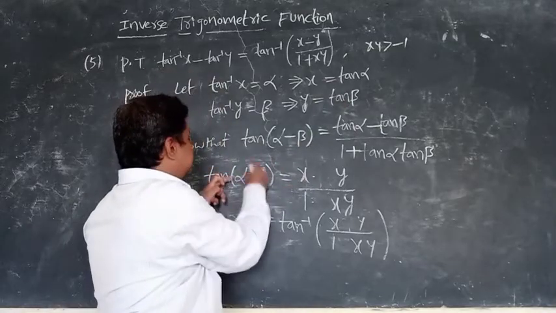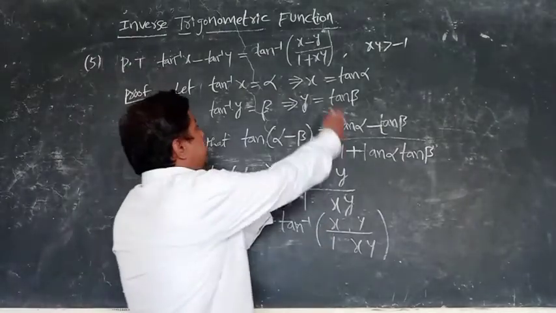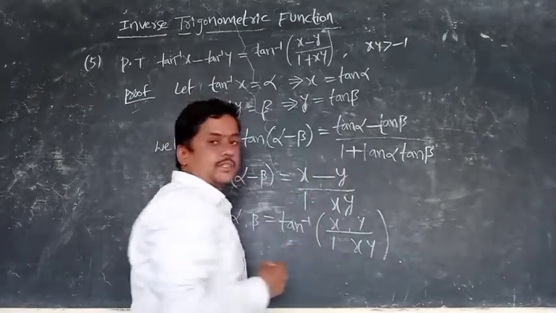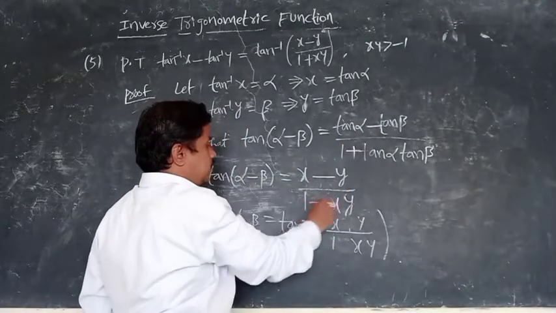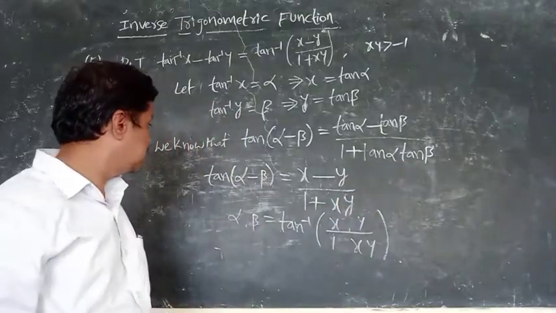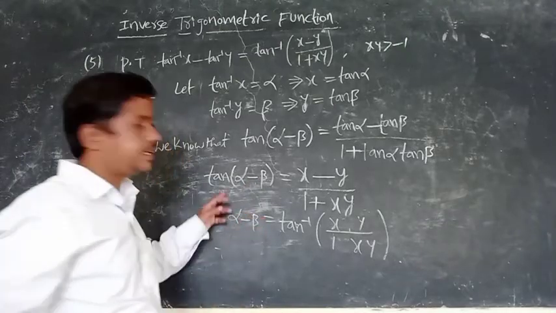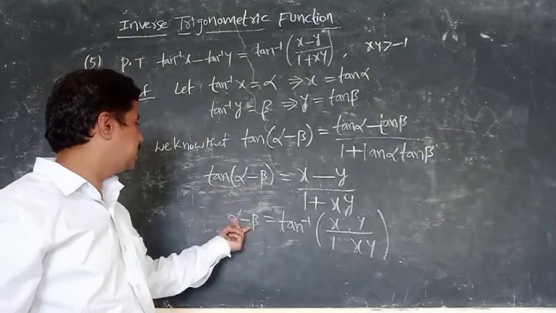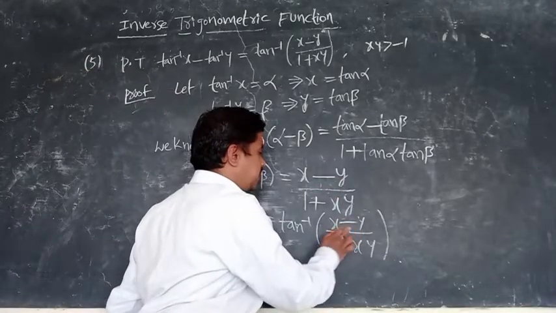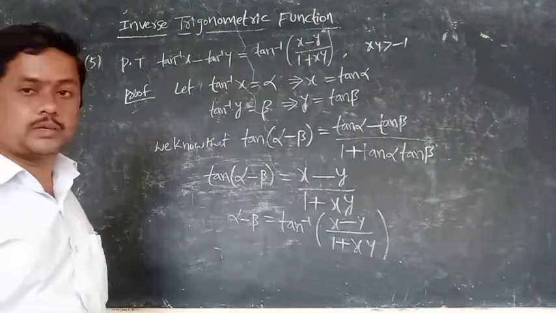Tan alpha minus beta is equal to, with tan alpha as x and tan beta as y, x minus y divided by 1 plus x y. So therefore, according to the definition of the tan inverse, alpha minus beta is equal to tan inverse of x minus y divided by 1 plus x y.